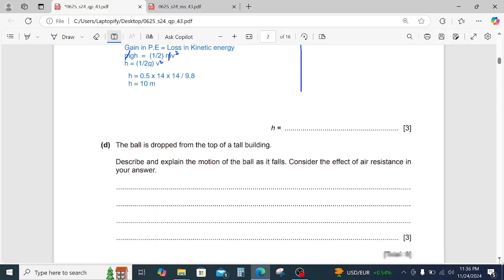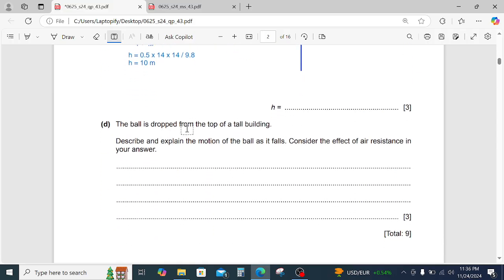Next is, the ball is dropped from on top of a tall building. Describe and explain the motion of the ball as it falls. Consider the effect of air resistance in your answer. Remember this one. When you are launching the ball from a certain height, initially its speed is slow. It means the object starts to accelerate with 9.8 meter per second square.